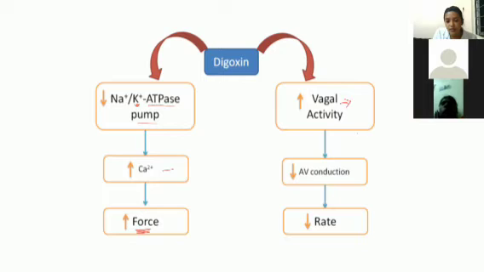So if the vagus nerve is stimulated, AV conduction will be decreased. Atrioventricular conduction. Last class we studied the cardiac conduction system. So you know that if AV conduction is decreased, what will happen? Decreased or shortened PR interval. Shortened PR interval we can observe in digoxin therapy. Okay, then the heart rate also will be decreased.